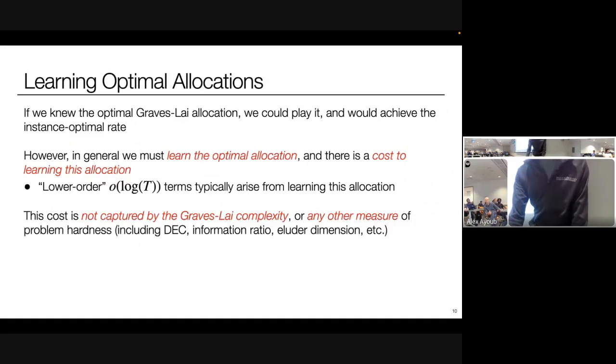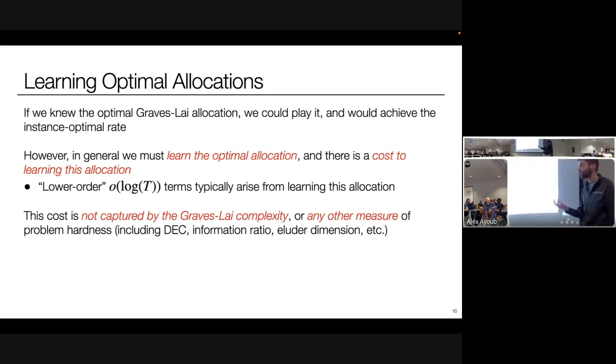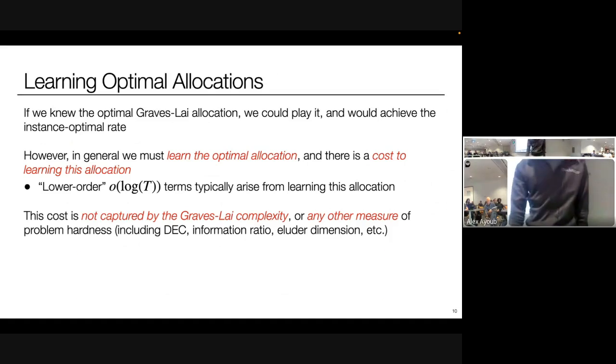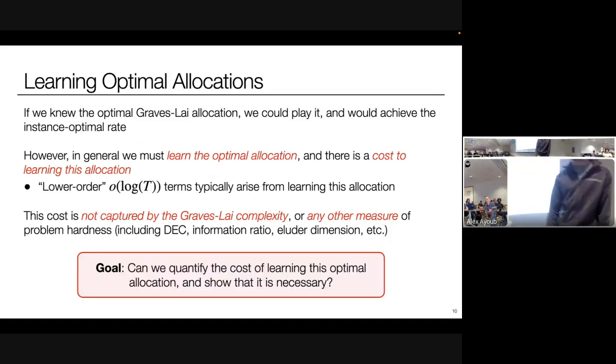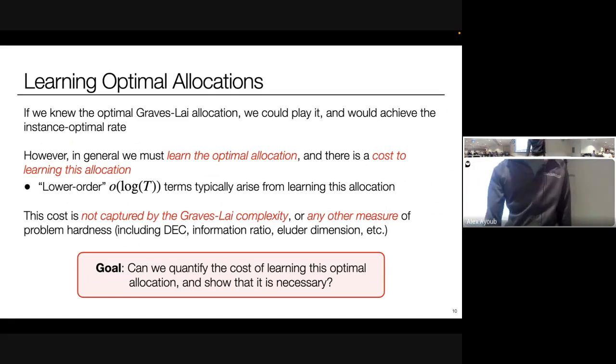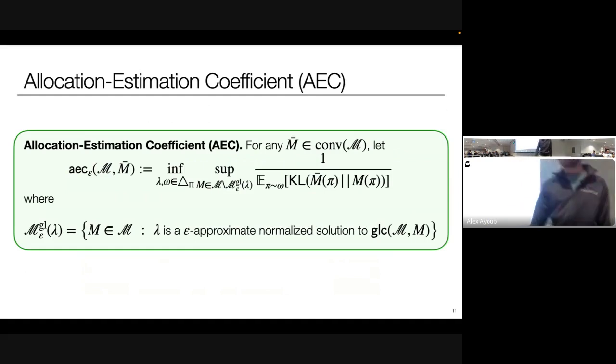Okay, so this is the problem then: we need to learn this allocation. There's a cost to learning it, and this cost is not captured in any complexity measure we know. What we want to understand in this work is whether we can quantify this cost of learning and show that it's necessary. The answer, at least we think, is yes. So we came up with a term which we call the allocation estimation coefficient, which quantifies this cost of learning this optimal allocation.